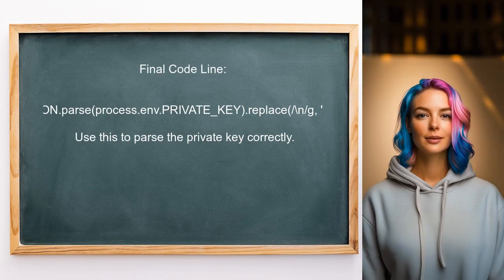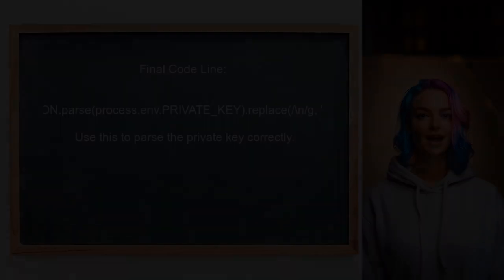Additionally, if you encounter errors, consider using JSON.parse to handle the private key. The final code line would look like this: JSON.parse(PRIVATE_KEY).replace(/\n/g, '\n'). This will help ensure the key is parsed correctly.